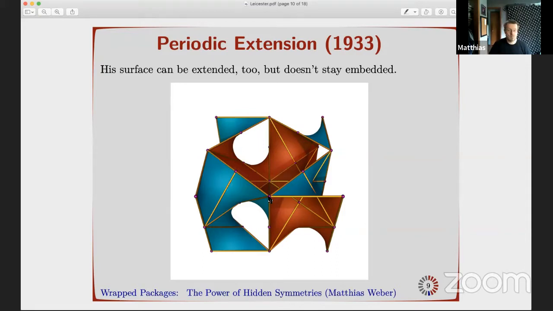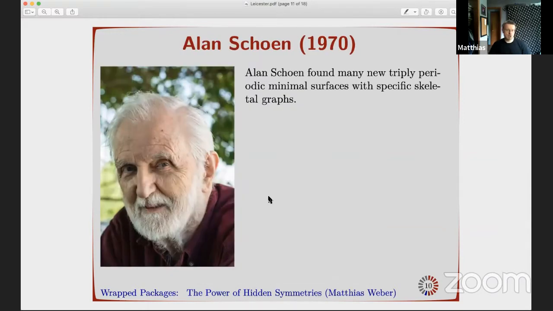And so it stayed for a while, until Alan Schoen came along in 1970. This is a picture where he is a little bit older, but he's still around and kicking. So he worked for NASA for a while and set himself the task to start with the skeletons I showed you in the beginning and find minimal surfaces that have these as graphs and their complementary regions. So you try to take two of these skeletal graphs and put something in between that's a minimal surface, find equations for it, create models, and he did this.